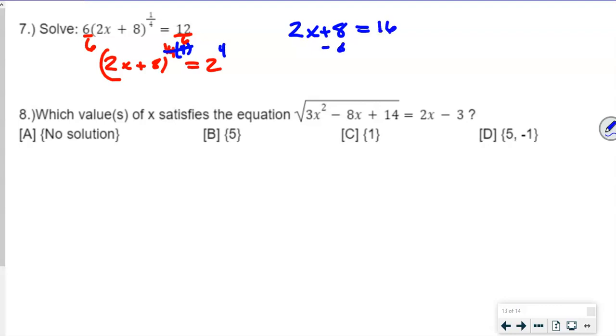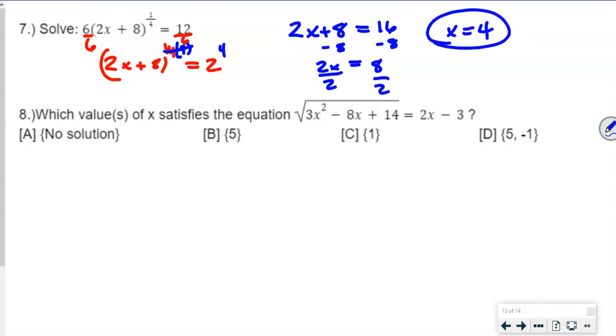So then I'm going to subtract that 8 from both sides. So 2x is equal to 8, and divide both sides by 2. So my x is equal to 4, okay? And then you can plug that back in there. 2 times 4 is 8. 8 plus 8 is 16, right? And 16 to the 1/4 power, we just discovered that is 2, isn't it? And 6 times 2 is 12, so you can check it by plugging it back in.